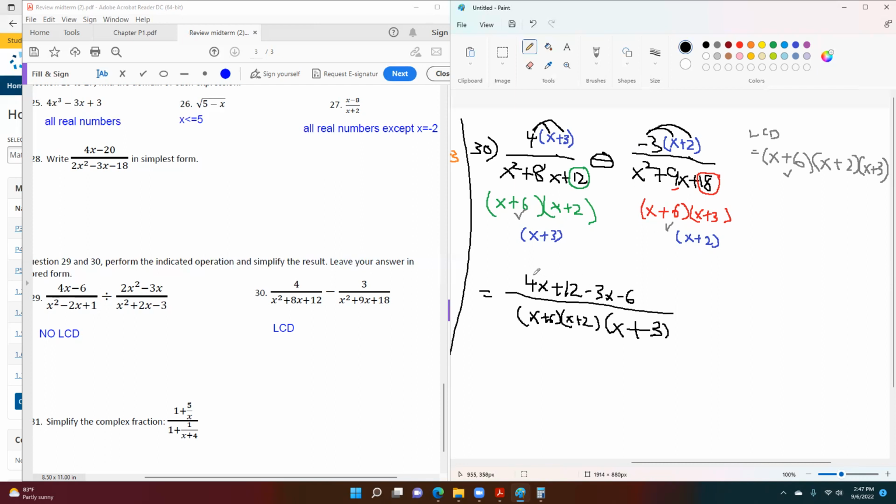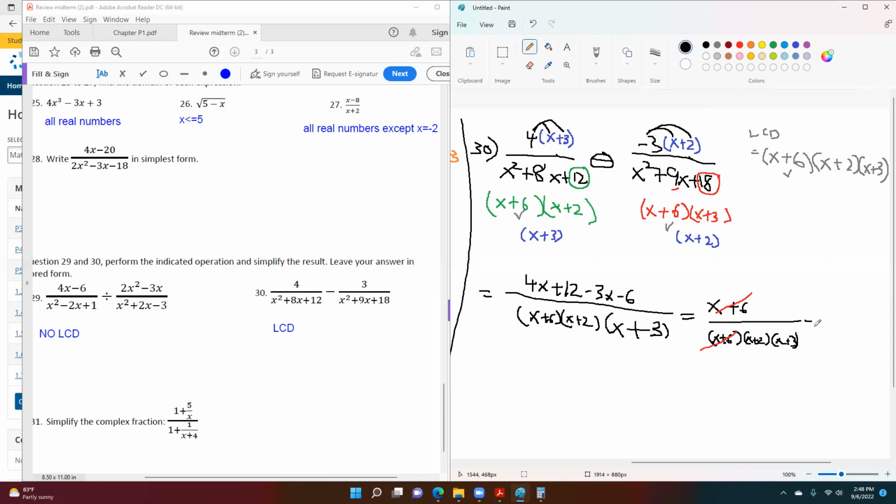So combine like terms. So 4x take away 3x is x. 12 take away 6 is positive 6, right? And then you still have the same thing as your LCD: x plus 6, x plus 2, and x plus 3. Now, the good news is we can simplify this. So which one can be canceled here? x plus 3. Wait, x plus 6. Yep, we can cancel the x plus 6.